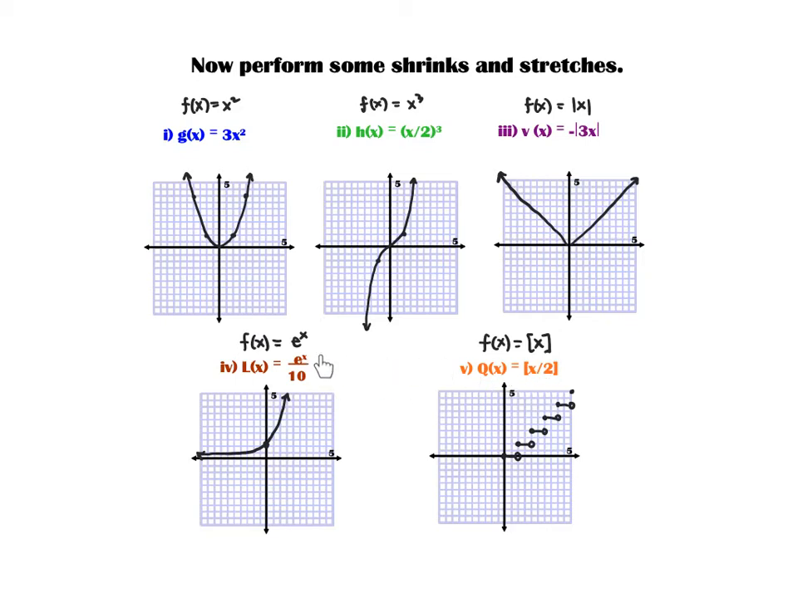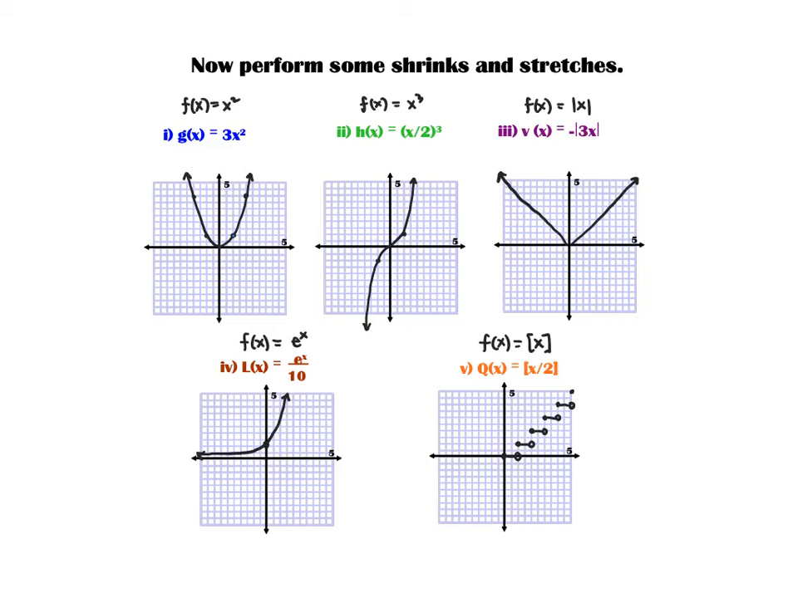And then, of course, that's with e to the x. And then, of course, we've got the greatest integer function here. We're going to do a horizontal stretch by a factor of 2. So let's get started. I'm not going to get real particular right now about the points on the graph, but I am going to take this point here, which is 1, 1, and turn it into 1, 3.